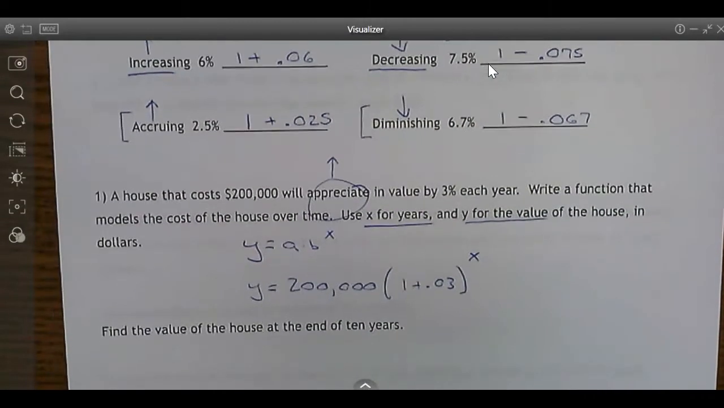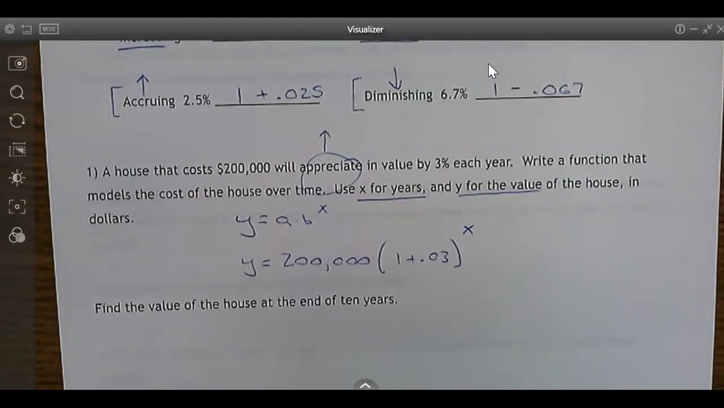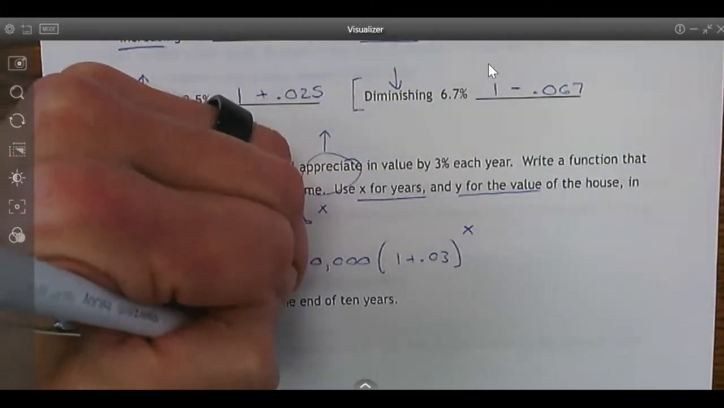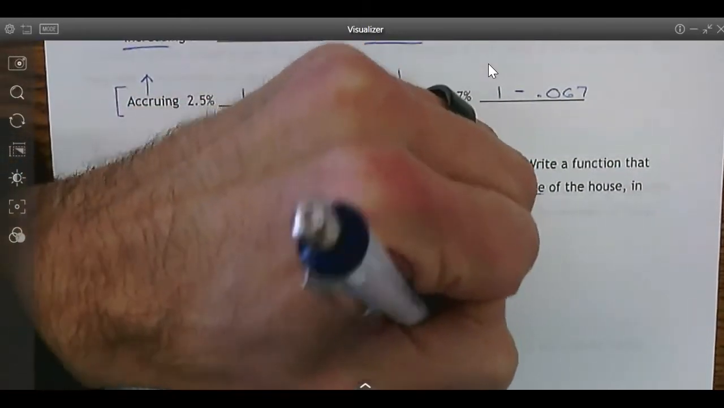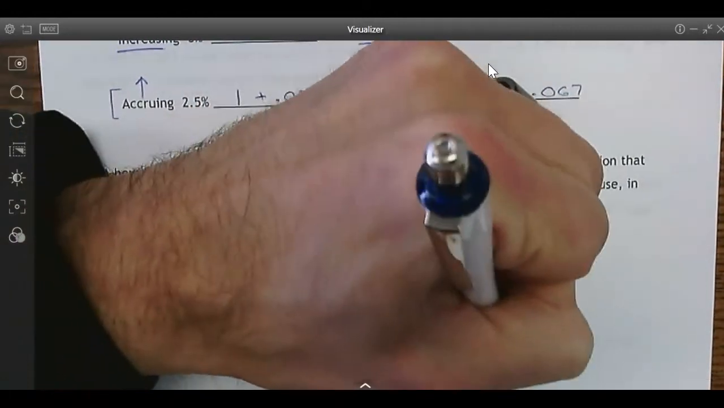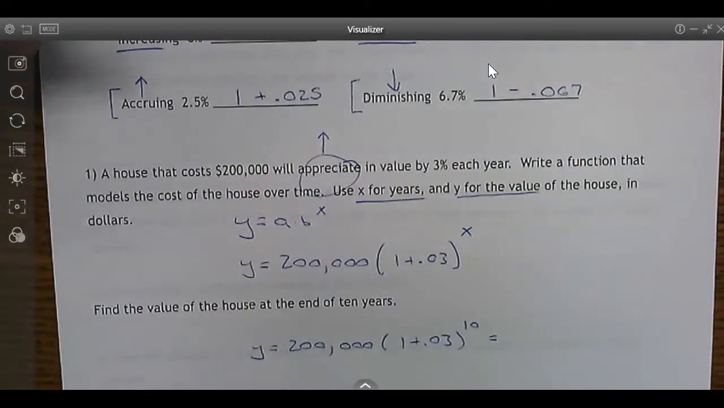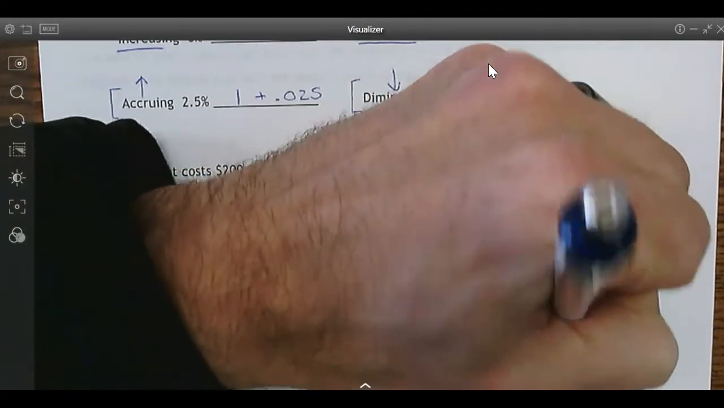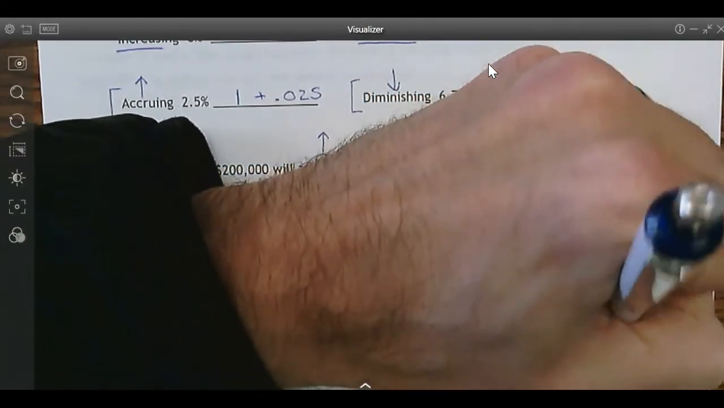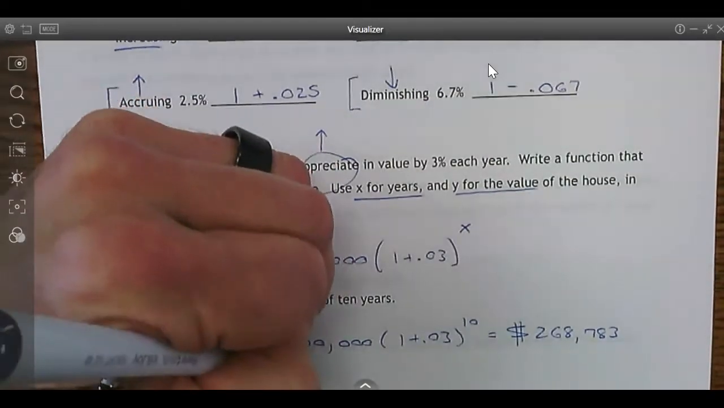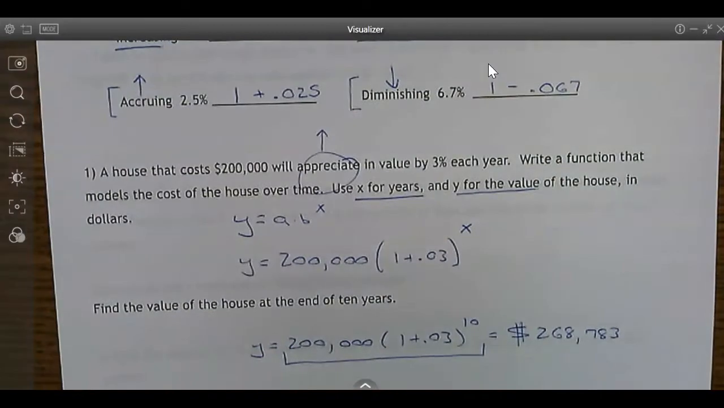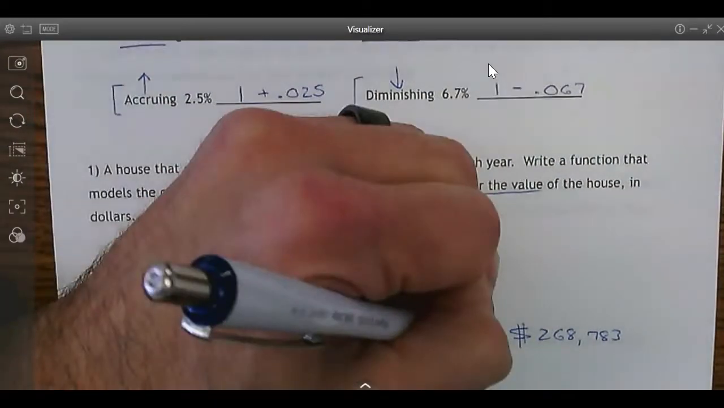Part B, find the value of the house at the end of 10 years. X is the number of years. So I'm just going to substitute in now X as 10. 10 years have passed. What is the value of this house? To the nearest dollar, it's $268,783. What would I do? I would literally just type this into my calculator as is, using the little caret for the exponent.